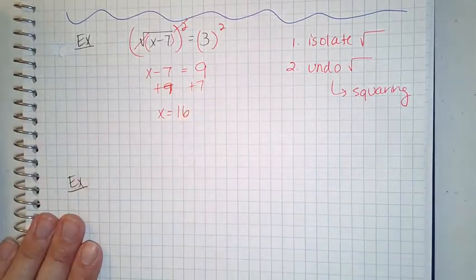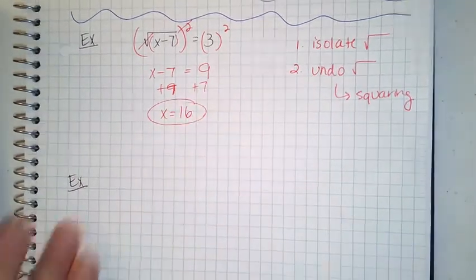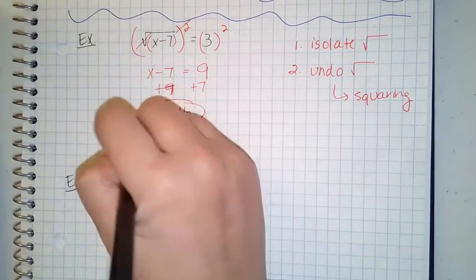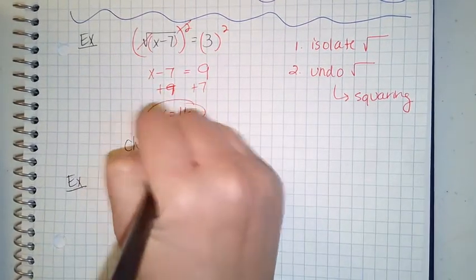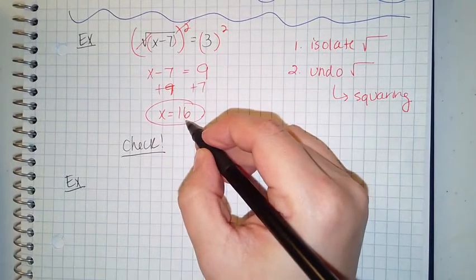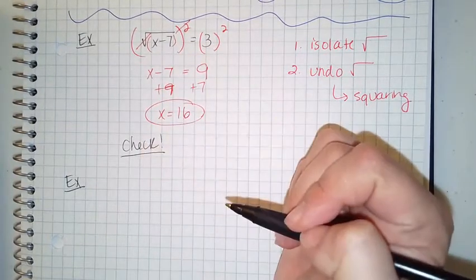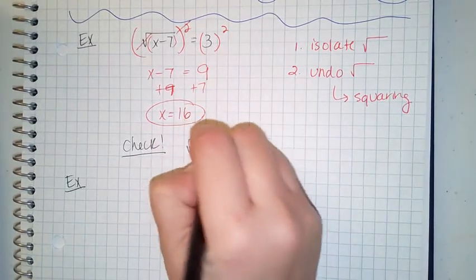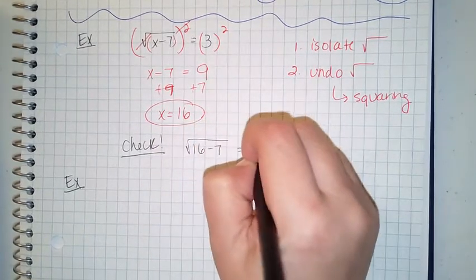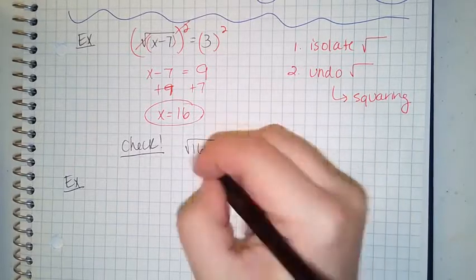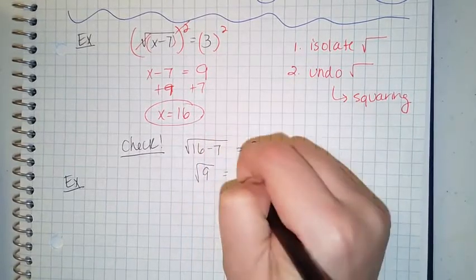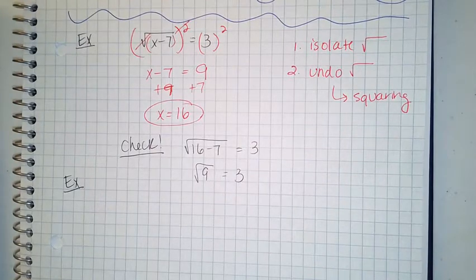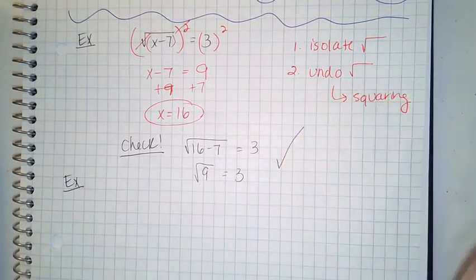Okay. Now, what's really important is that before we walk away from this problem, we check our answer. And so what that means is I'm going to take x equals 16 and plug it into my original equation. So the square root of 16 minus 7 equals 3. Well, 16 minus 7 is 9, and the square root of 9 is positive 3. Okay, and so this one does check.